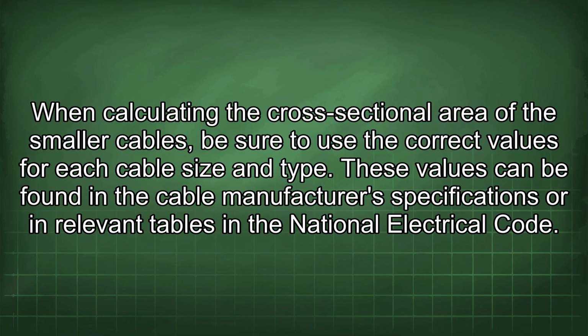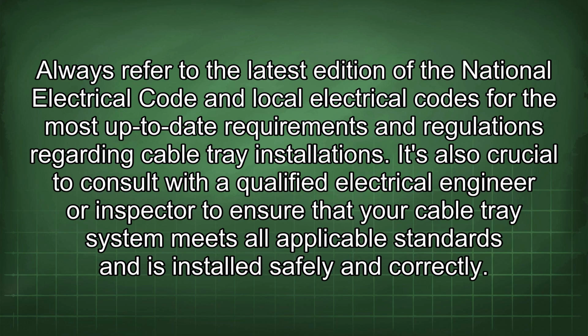When calculating the cross-sectional area of the smaller cables, be sure to use the correct values for each cable size and type. These values can be found in the cable manufacturer's specifications or in relevant tables in the National Electrical Code. Always refer to the latest edition of the National Electrical Code and local electrical codes for the most up-to-date requirements and regulations regarding cable tray installations.